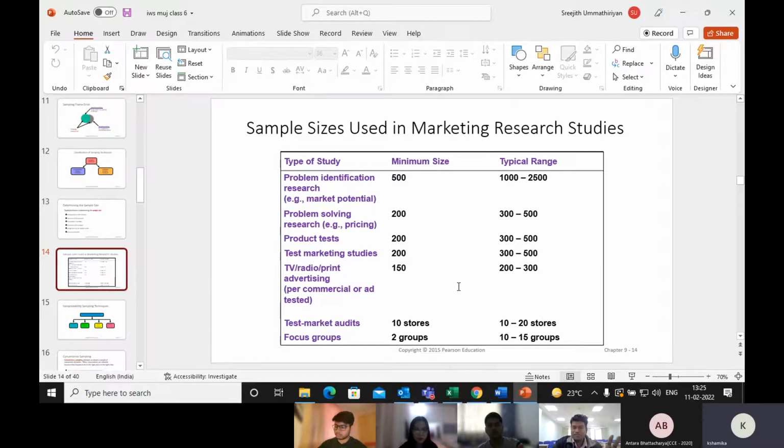Now, for problem identification research, the minimum sample size recommended is around 500. Typical range is 1,000 to 2,500. Problem solving research, example given as pricing, minimum size of 200, and then typically 300 to 500. Product tests 200. Test marketing studies 200. TV, radio, print advertising around 150. Test market audits 10 stores. Focus groups, a minimum of 2 groups, right? So typical range is also given.